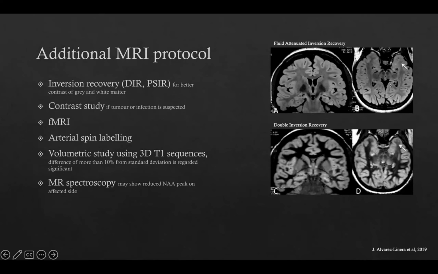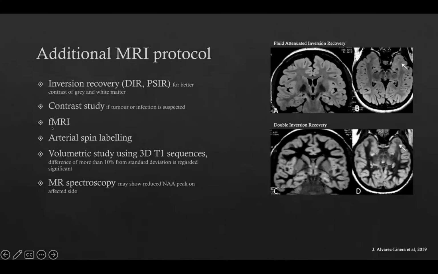If you compare between the FLAIR and also inversion recovery, we have the contrast between gray and white matter better on this double inversion recovery. So you see more subtle hyperintense signals better in this sequence compared to the conventional FLAIR sequence. If we're suspecting tumor, or if there is any suspicion of infection, we will also include a contrast study.